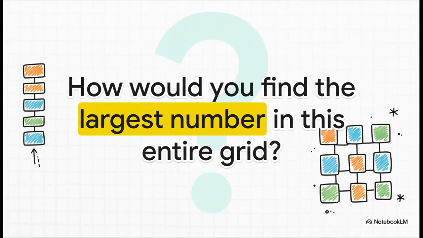Okay, so here's a question for you. We just figured out the logic for finding the smallest number in a vector. How would you take that same basic idea and adapt it to find the largest number in this entire matrix?